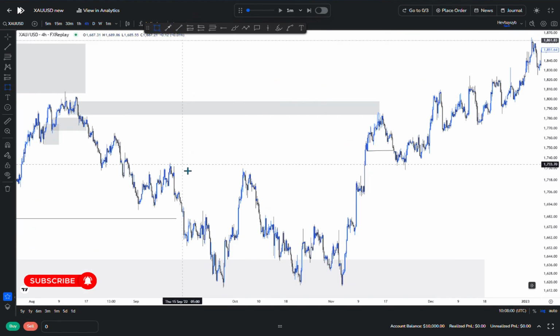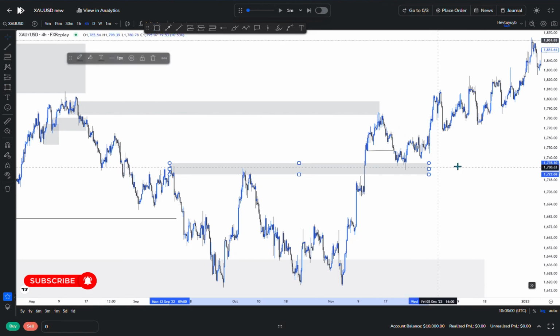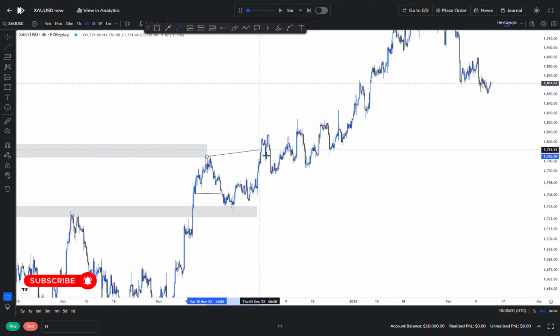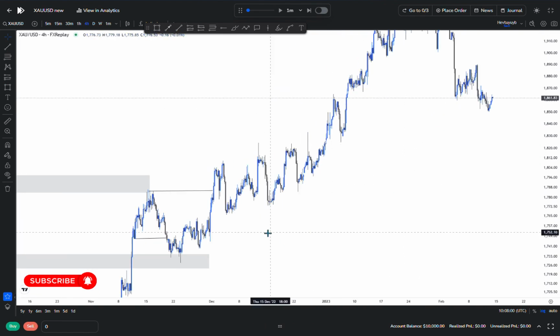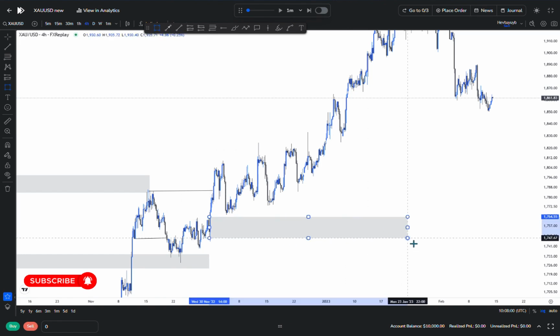Probably price mitigates somewhere inside here like this. Then we had a break of structure. Then price continued breaking structure to the upside. There is this level here that I had been expecting price to come back to.